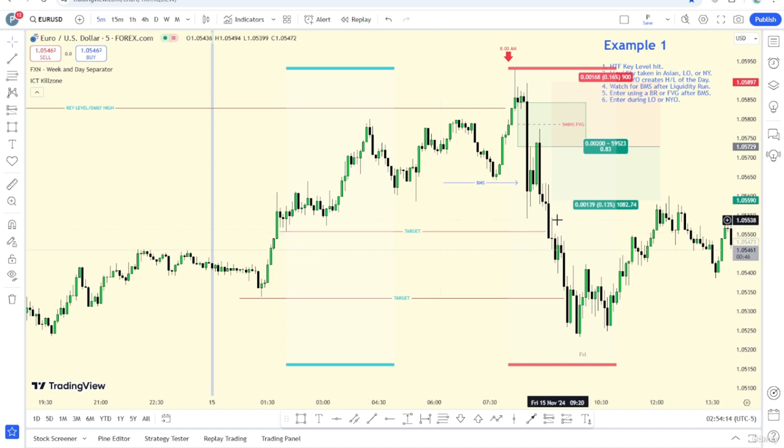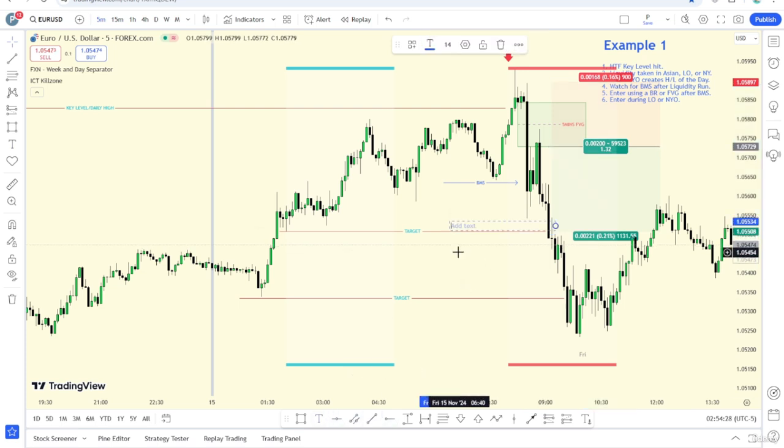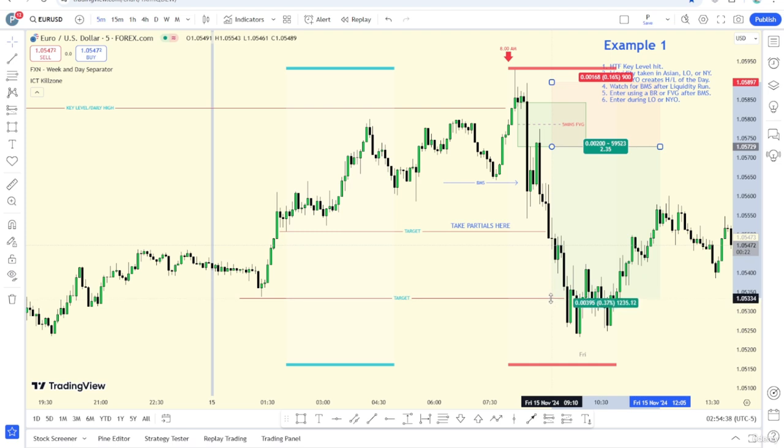And then you want to target now. The first target of course is this, but keep in mind that if we are to target that as our first area to take partials, it has to be at least more than 1 hour. So I'll say that this is a very good place of taking partials. So you can take partials here. Once you have taken partials, your final take profit should be the next level of liquidity, because that is the London's low.